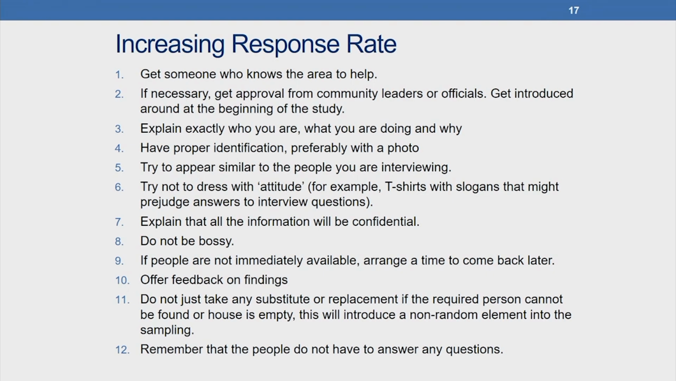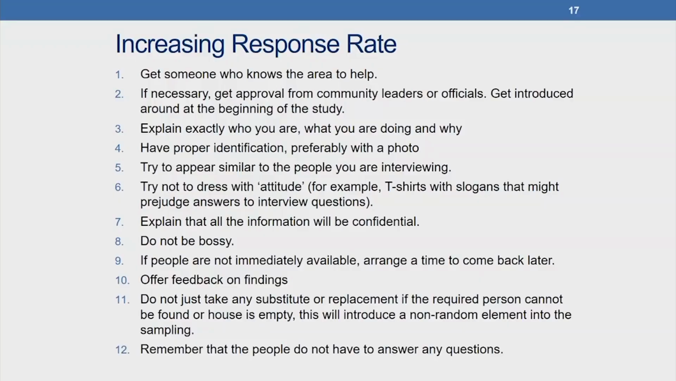If people are not immediately available, you arrange a time to come back later. So, patience is to be exercised when we are carrying out survey research, and offer feedback on findings. And we do not just take any substitute or replacement if the required person cannot be found or the house is empty. This will introduce a non-random element into the sampling. We must remember that people do not have to answer any questions, and therefore a lot of judgment and patience needs to come in with regard to survey research.